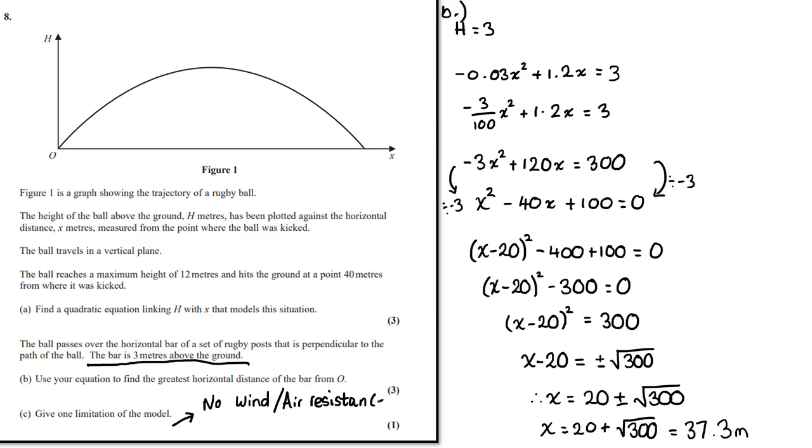Okay, but like I said, there's a few different answers you could give. Feel free to comment them down below if you want, or share any ideas down below. But I think that's the most obvious one there to put for 8c there for our limitation of the model. So that gives us our solution there to question 8.